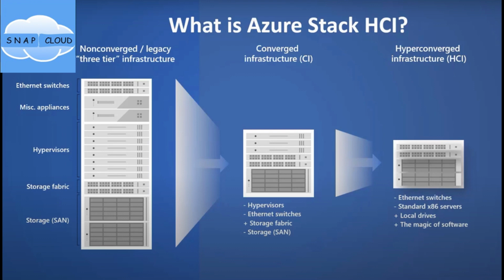So, in short, legacy is complex and siloed. Converged simplifies a bit, but you're still dealing with separate systems. Hyperconverged? It's lean, software-defined, cloud-ready, and built for the modern data center. Now you know the difference between legacy infrastructure, converged infrastructure, and hyperconverged infrastructure. In the next video, we will discuss more about how to implement Azure Local.